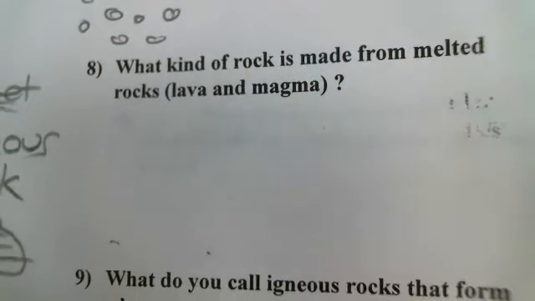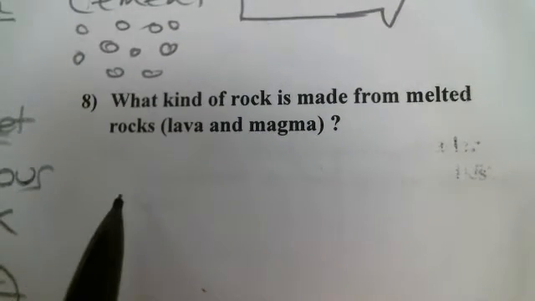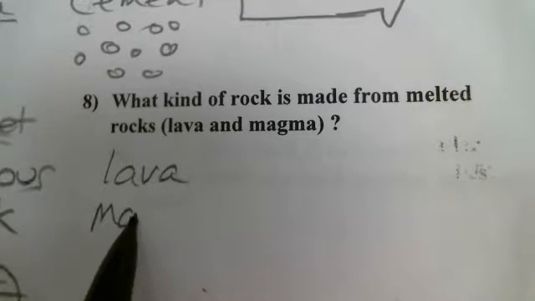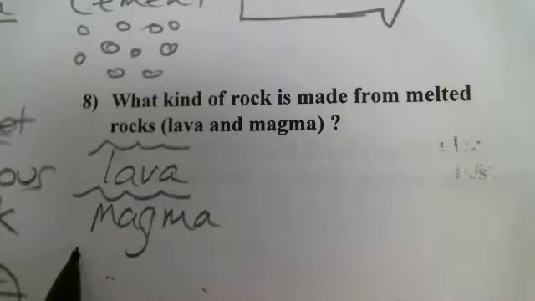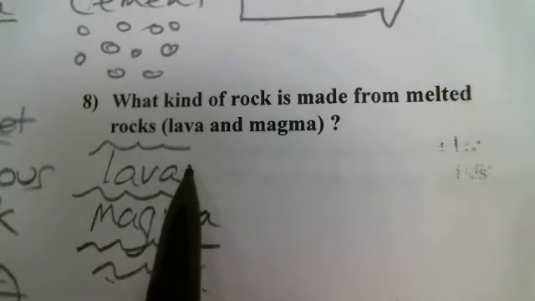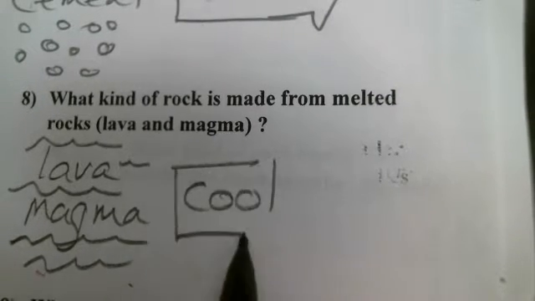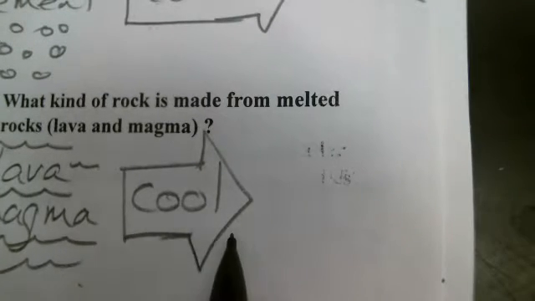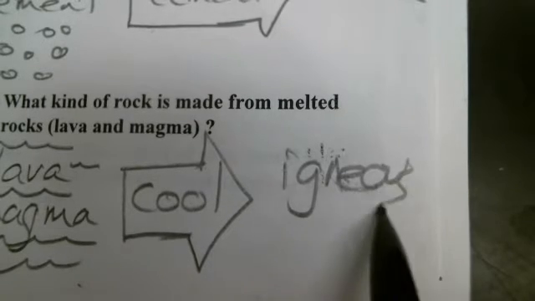Number 8. What kind of rock is made from melted rocks, lava or magma? If you got number 8 wrong, please copy this diagram down. We have lava and magma. Draw squiggly lines to represent hot liquid. And then we're going to cool this. That's the process that this undergoes. And when we go through that process, then we're going to turn it into igneous rock.